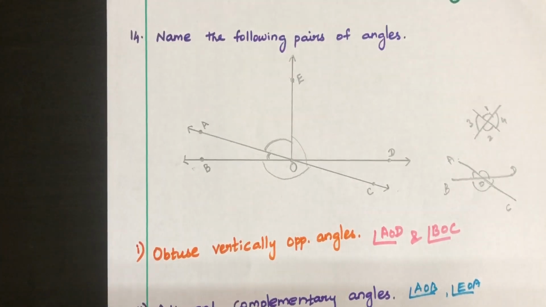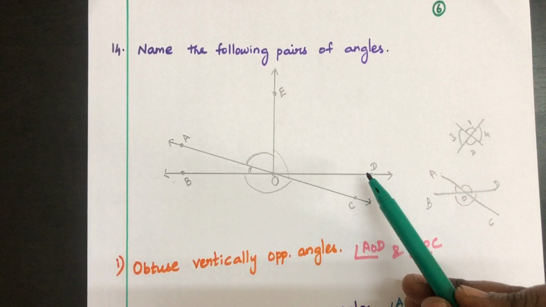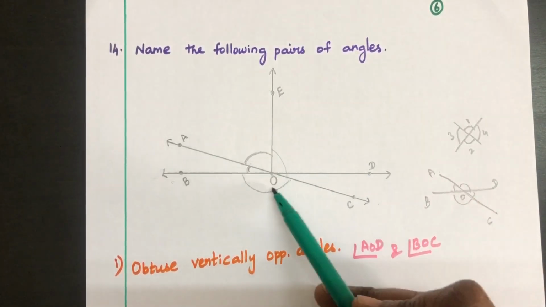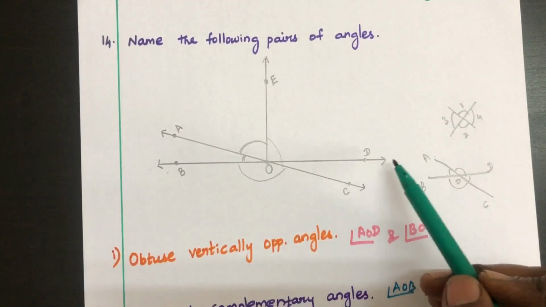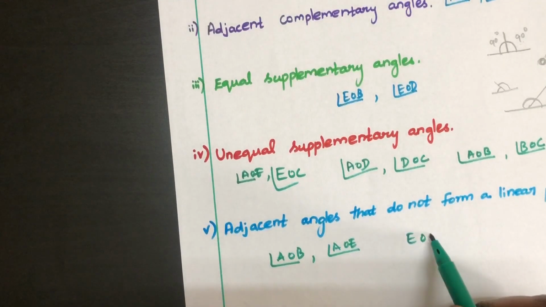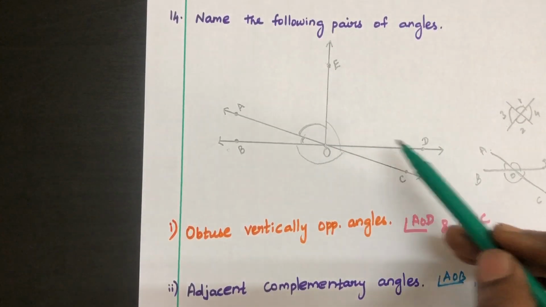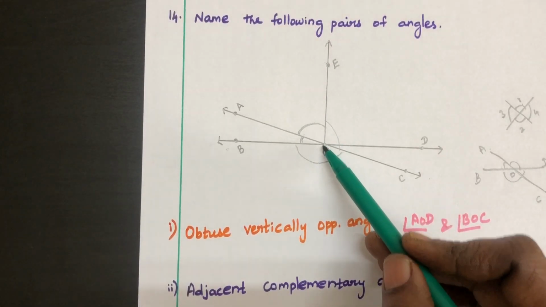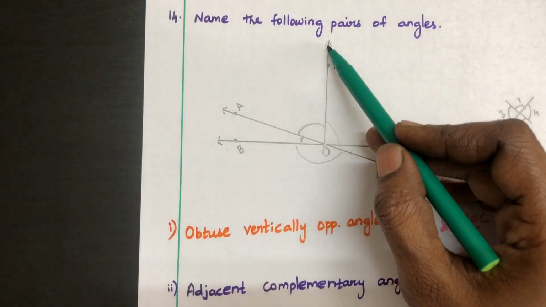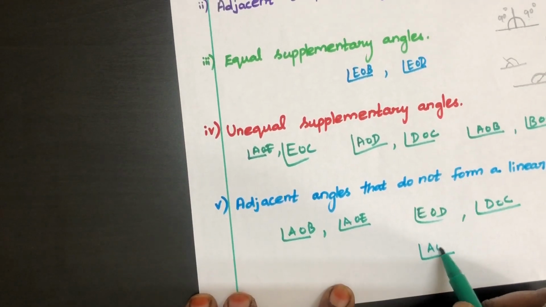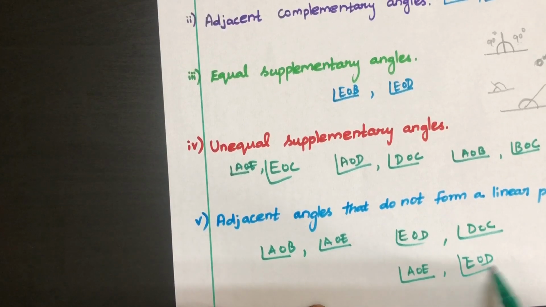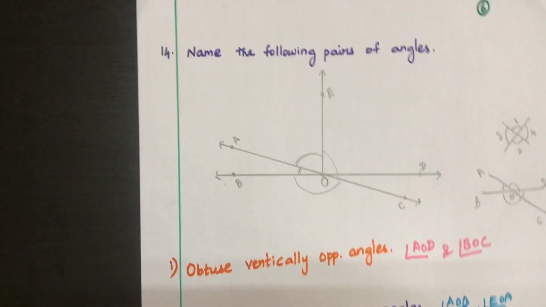So many pairs we can take, linear pairs. Let's see. EOD and DOC, right? This is also a linear pair. See, common vertex, common arm. EOD, DOC. Let us trace another also. AOE, EOD, right? See here. AOD, common vertex is O. OE is the common arm. AOE, EOD. So adjacent angles that do not form a linear pair. So we found these much angles from the given figure. Thank you.